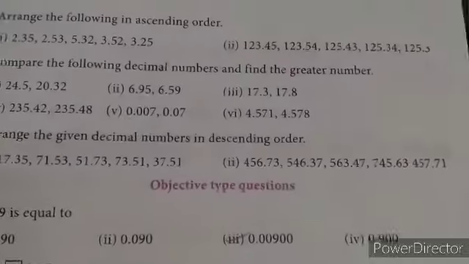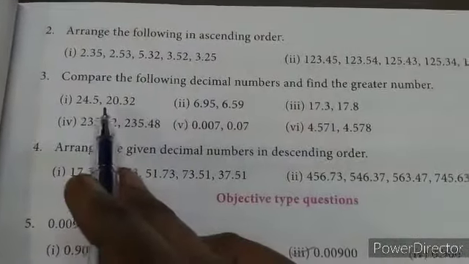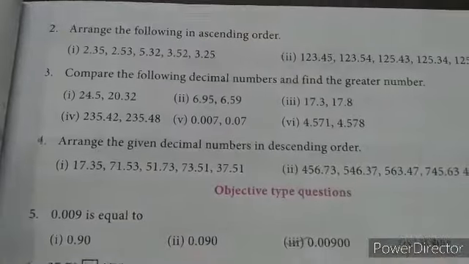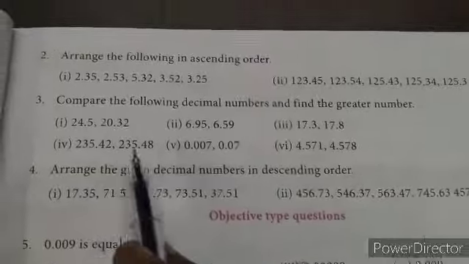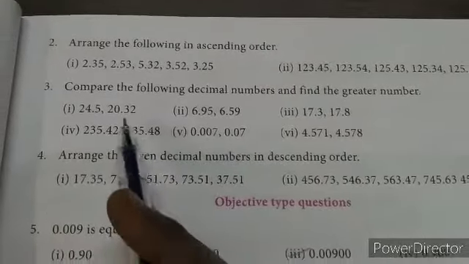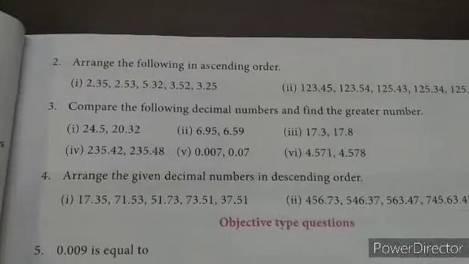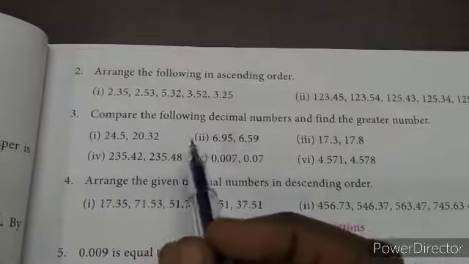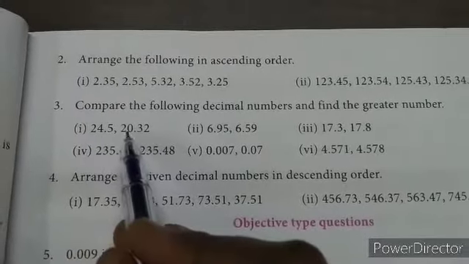And question number 3. Here we have to compare and circle the greater number. Same as the first sum, where we circled the smaller one. Here we are going to circle the greater number. First compare the whole number part. If the whole number part itself is greater, you don't need to check the decimal part. Here in the first subdivision, 24 and 20.